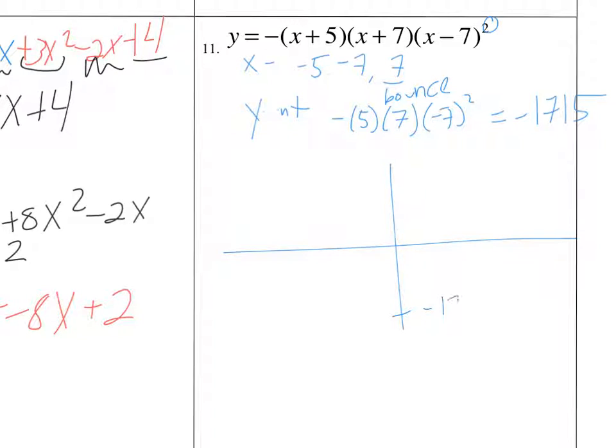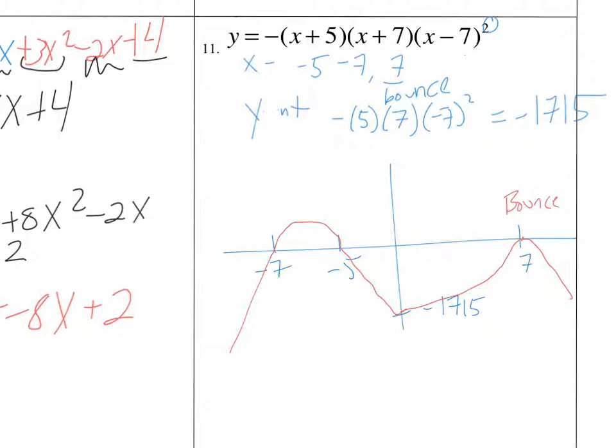All right, so -1715. I'm going to get my intercepts on. There's -5. I'm going to put -7 there, 7 there. I know that 7's got to be a bounce. So when I get to this point, I'm going to bounce off like a parabola. Okay, might look something like this. Bounce off. And then to connect the other guys, I've got to go through that, and it's going to look something like this. That's an awesome drawing, best I've ever done.